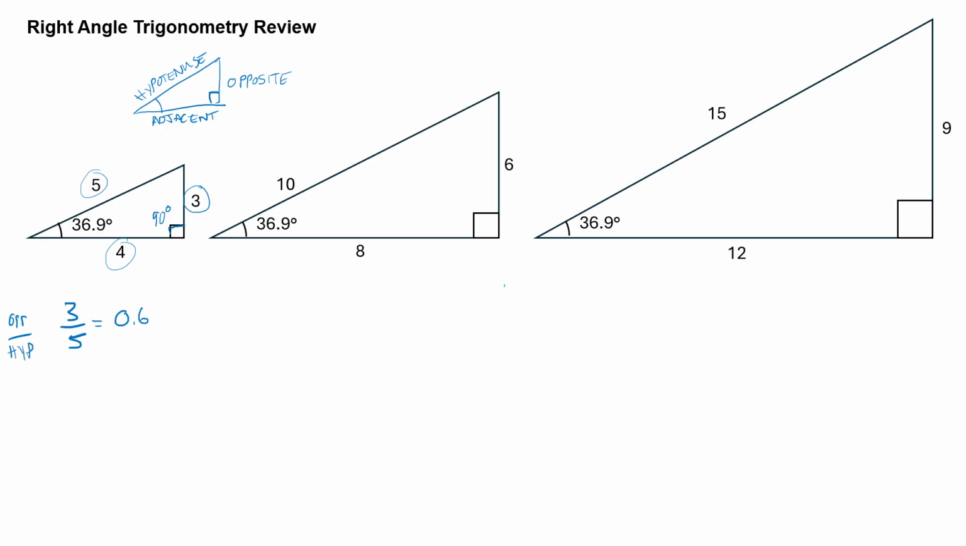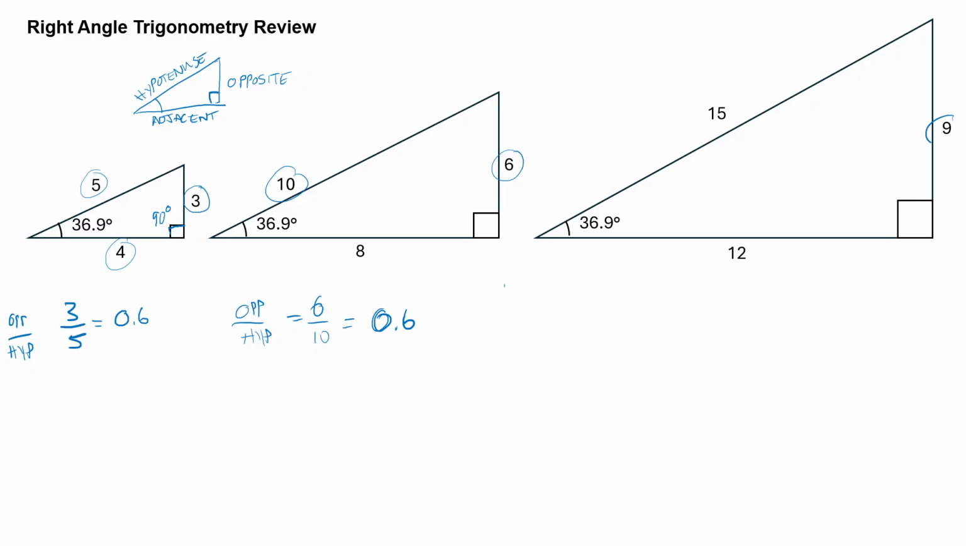Now, let's take a look at this next triangle. Here, if I take the ratio of that opposite to this hypotenuse, I've got that opposite over the hypotenuse, giving me 6 over 10. And what does that calculate to? Let me just plug that into my calculator. Oh gosh, that's also 0.6. Isn't that funny? 0.6.